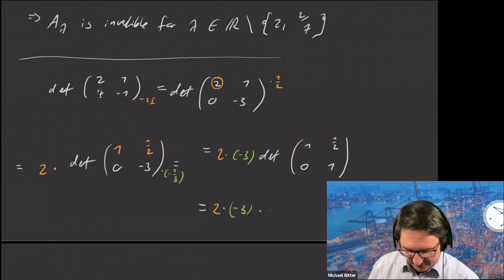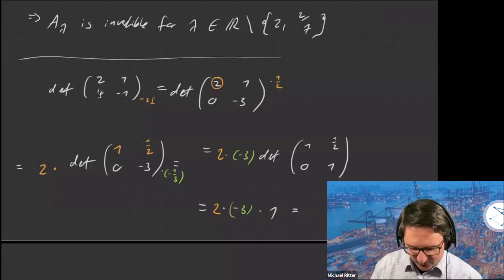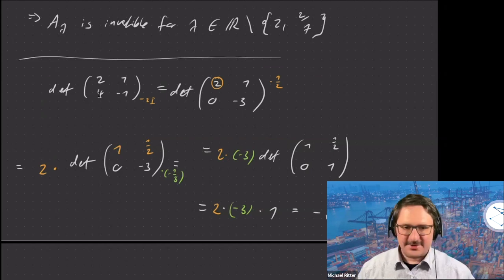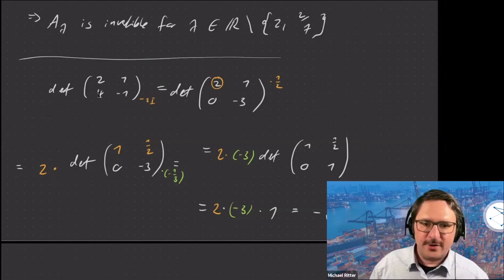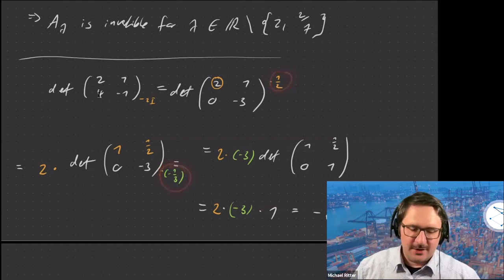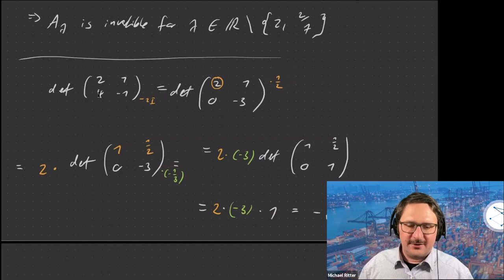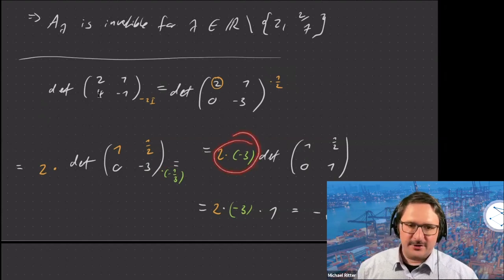So we still have 2 and minus 3 times 1, so the determinant is minus 6. So even though you have reformulated the matrix in a way such that its determinant is 1, you need to account for the fact that these operations change the value of the determinant, right? You cannot just do this without taking out these relevant factors.